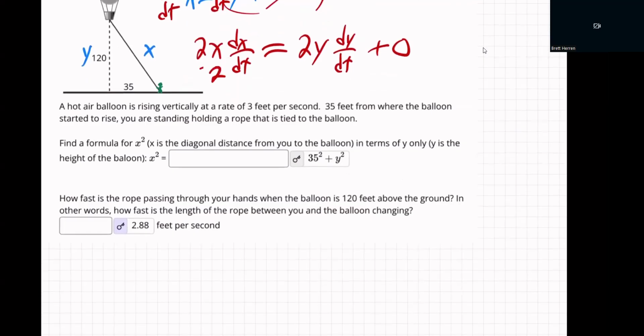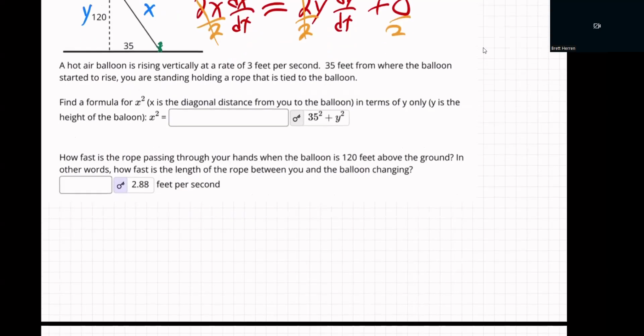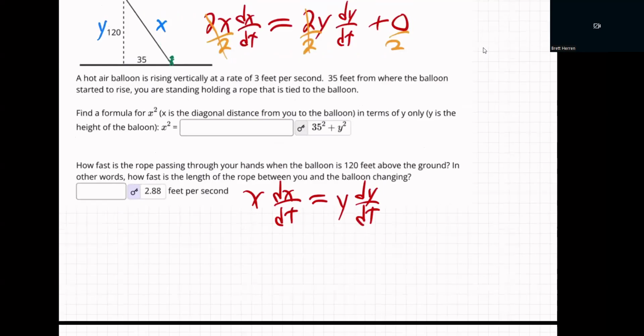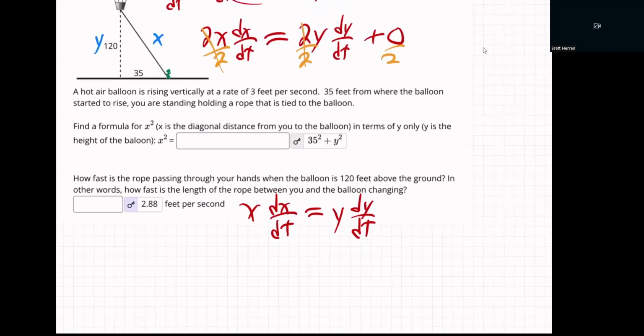The nice thing here is we can just divide through by 2. And so I'll bring that down here. So that's x dx/dt equals y dy/dt. How nice. Okay, what do I know? Now what do I know? We can plug some stuff in. The balloon's 120 feet above the ground, so y is 120.